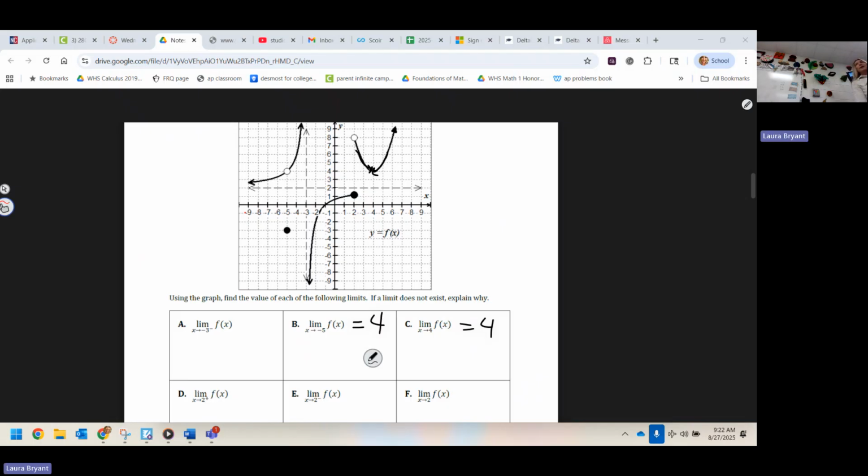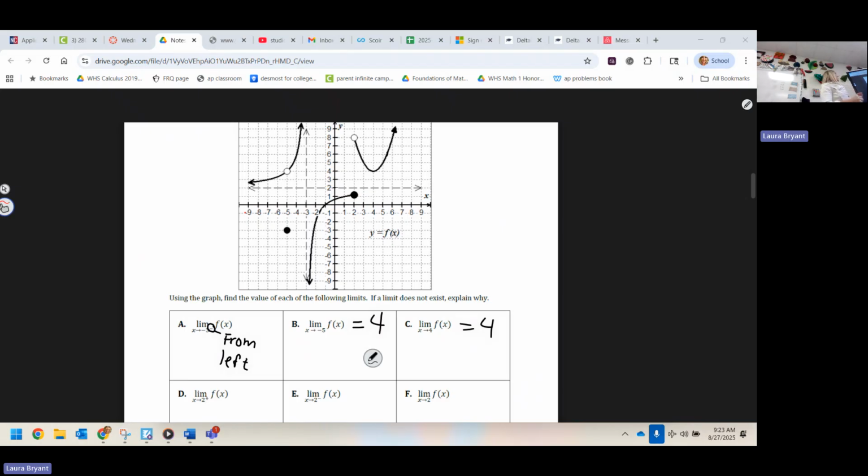Seem pretty straightforward so far? Okay, let's talk about A. So A has a couple things. First of all, it's got this little dash right here. That's actually a minus sign. That means from the left. So that's called a one-sided limit. And a one-sided limit helps us examine a function, especially a piecewise function, to look at the overall limit.